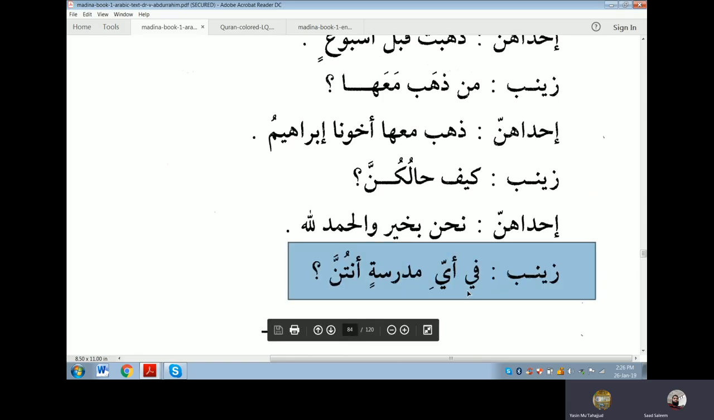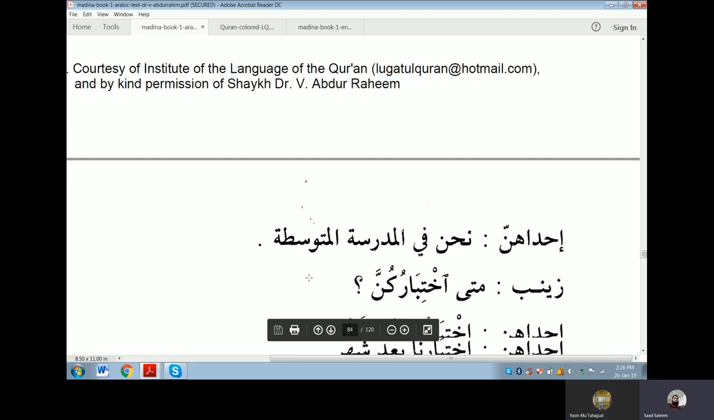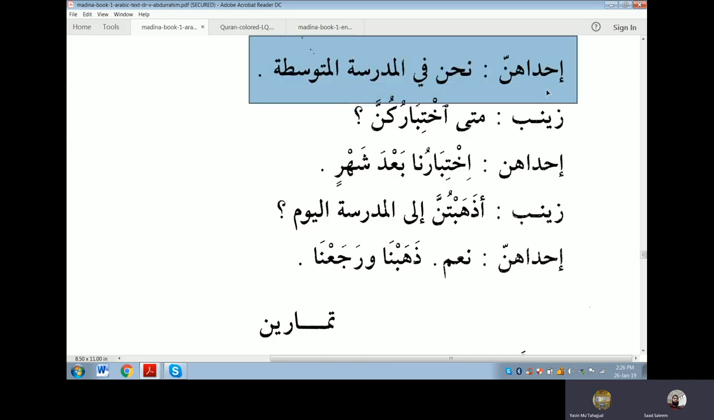Fi ayyi madrasatin antunna? In which school are you all in? Nahnu fi madrasati, fi dirasatil mutawassitah. Mutawassitah means middle. That's middle school. We are in middle school.